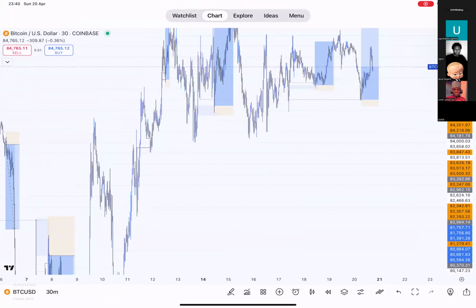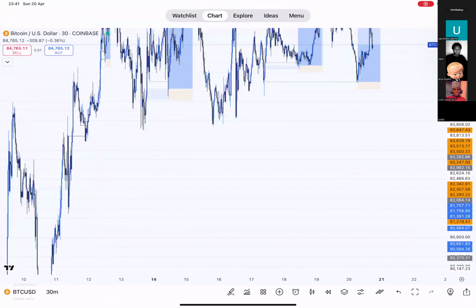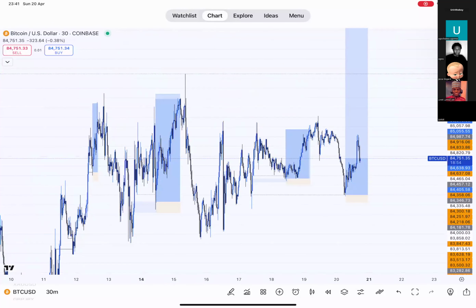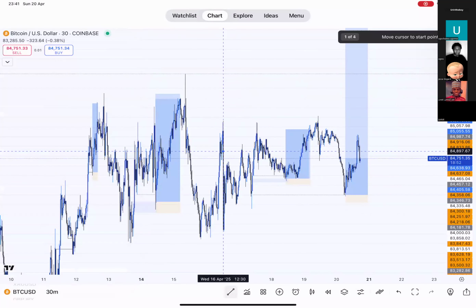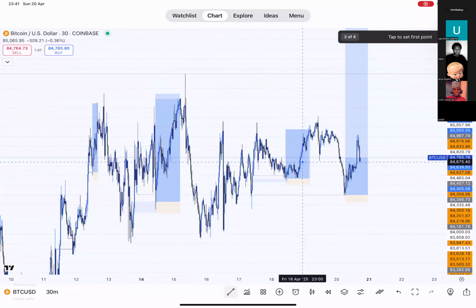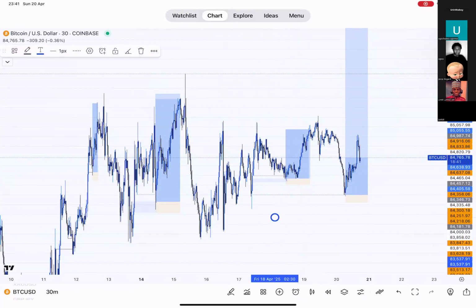Yes, the second to the last trade that you took. This one. This is going to last, yes, one. I want to know the POI that you take the trade from.